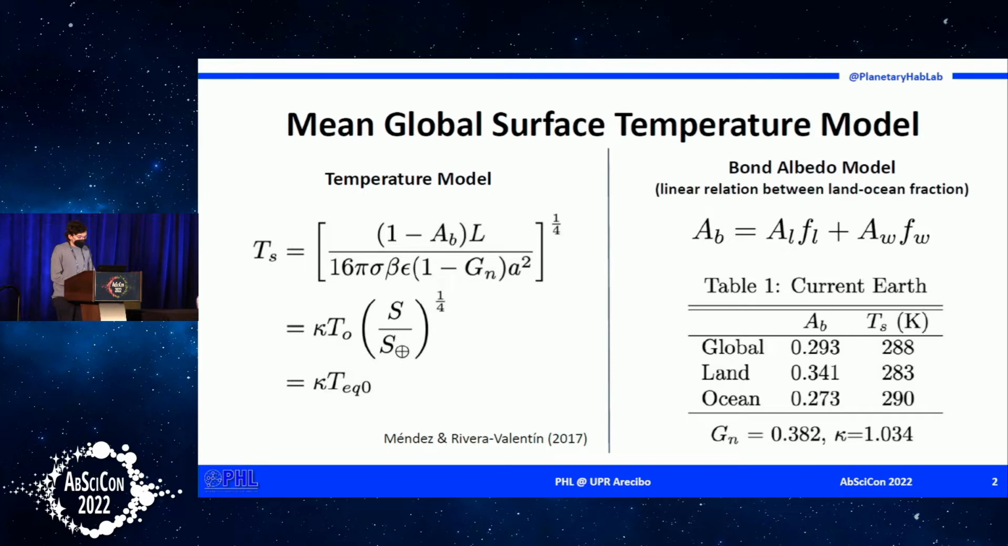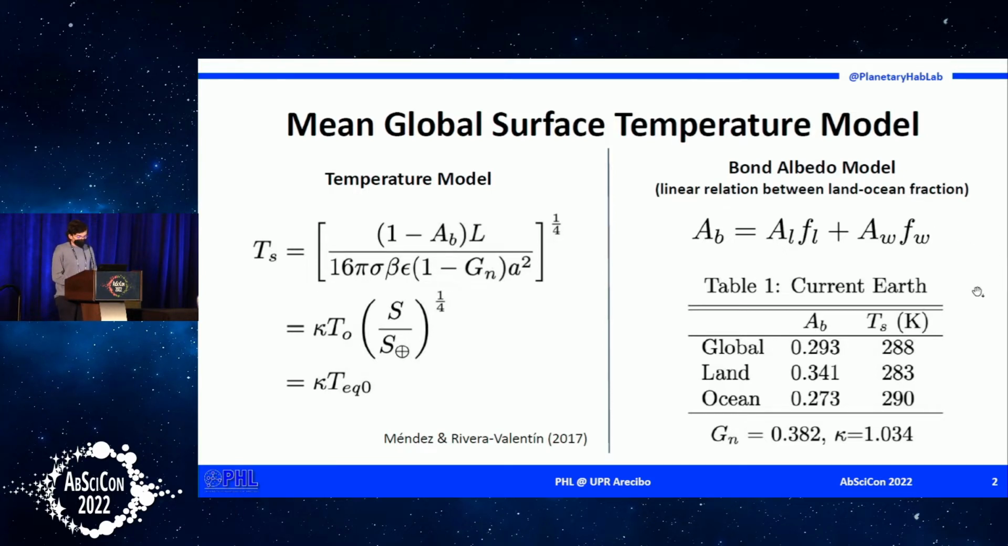From the parameters that we have here, one of the most important ones that we want to study is the Bond albedo. What we're proposing is this equation for the Bond albedo, in which we are assuming a linear relation between the land to ocean fractions of the planet. Essentially, it is a sum of the individual contributions of each surface multiplied by their respective net albedos.